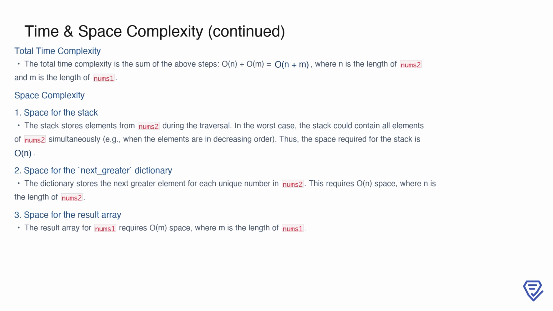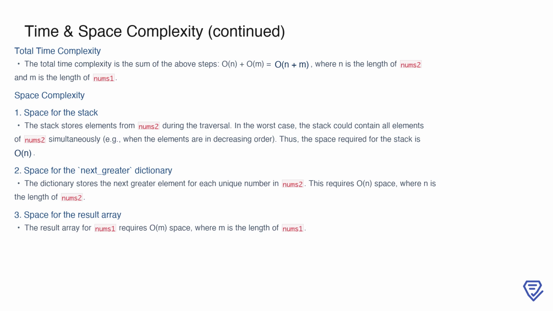Moving on to space complexity, let's consider the three main contributors: the stack, the next_greater dictionary, and the result array. The stack is used to store elements of nums2 during traversal. In the worst-case scenario, where nums2 is sorted in decreasing order, all elements of nums2 may end up in the stack simultaneously, requiring O(n) space.